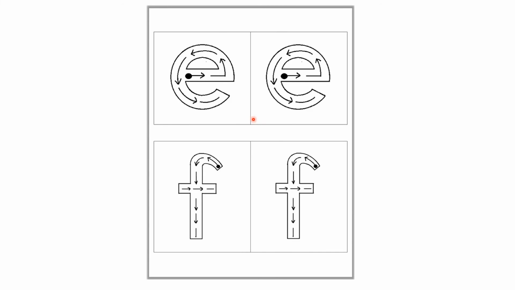Here we are going to learn how to write E and F. We're going to start here with the black dot and follow this arrow. Let me show you. Can you trace E on your worksheet? Now we are going to trace one more time.